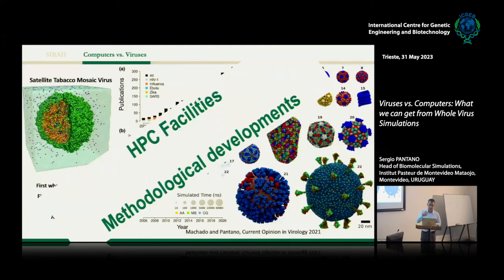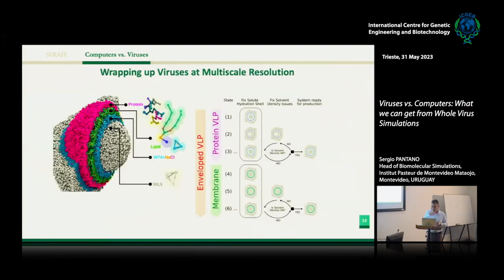So what you need is high performing computing facilities. We have that solved with the stuff I showed you before: the development of a force field that can reduce the computational cost for the calculations, and also some methodological developments that will allow us to create these kind of assemblies in a relatively systematic way. So we did that too.